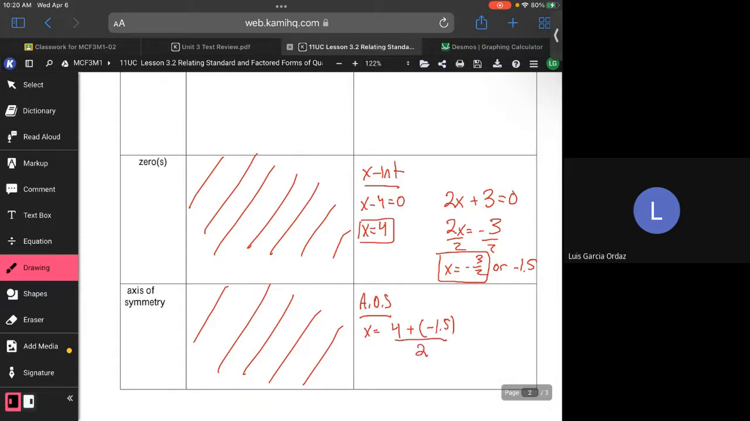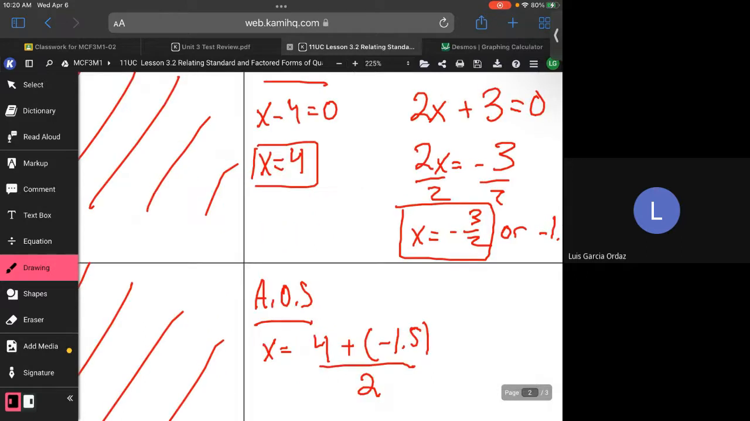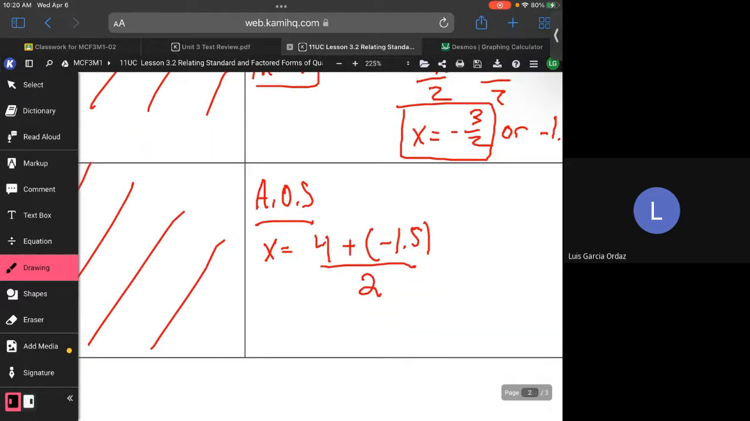Sorry, could you explain how to find the axis of symmetry again? So take your x-intercepts, add them together, and then divide it by 2, because that's going to give you the exact middle of the graph. So what's 4 plus -1.5? 2.5 divided by 2 gives me what? So that means that the middle of the graph is split when x is equal to 1.25.